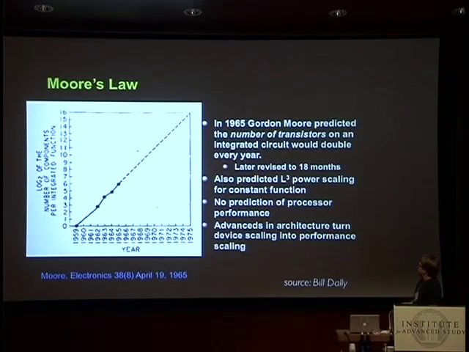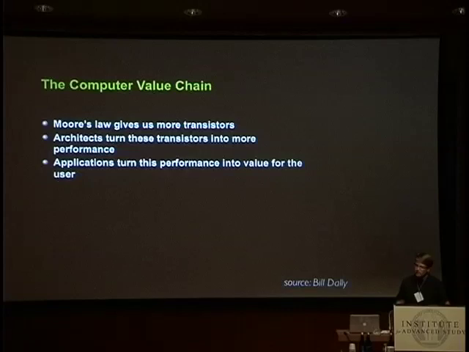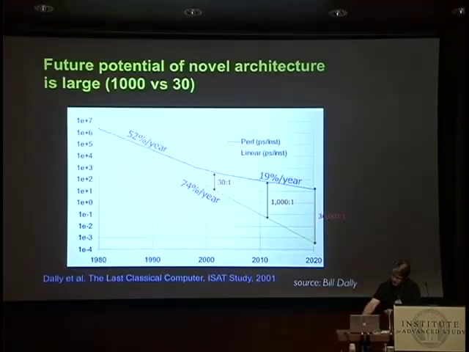So back to Moore's Law. Moore's Law says it's going to require advances in architecture to turn the device scaling into performance. Well, how does that work? Moore's Law gives you more transistors, and somebody out there determines how to put all those transistors together to make a computer or a computer chip. Those are the integrated circuit architects. And then people like you and me turn this performance into actual codes that we can use to figure out useful things about the universe.